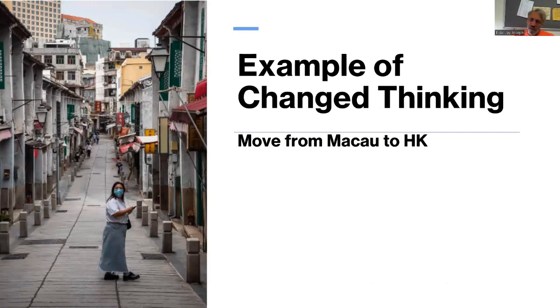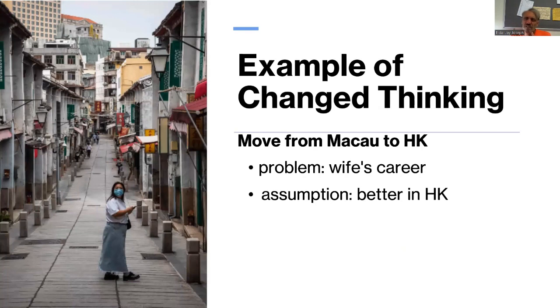In terms of an example of critical thinking and changing thinking from my personal experience, well, I used to live in Macau, and my wife and I moved from Macau to Hong Kong, and it was a fairly big decision. The problem was my wife is a doctor of alternative medicine, and her career wasn't doing well in Macau for a number of reasons. And we just naturally assumed that would be better in Hong Kong because Hong Kong is a bigger city with perhaps a more modern point of view, and there might be just a better market for it.